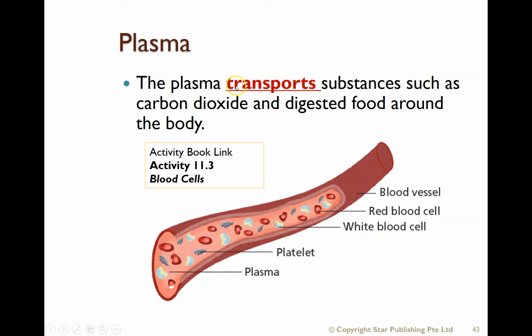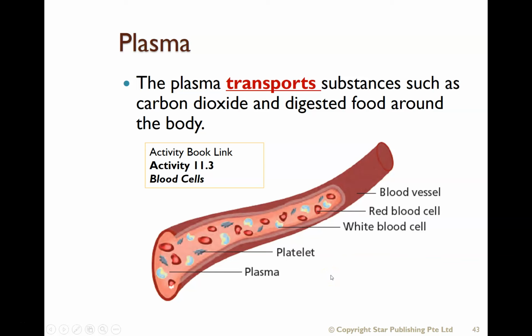And then finally, plasma transports substances. Plasma is the yellowish thing you saw just now. Plasma is the one that helps to transport carbon dioxide and digested food all around the body. So these are the four main components that make up your blood, which you must know.